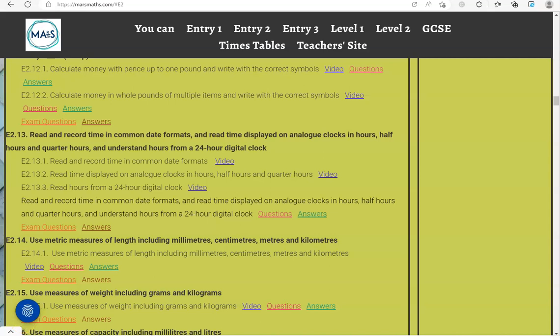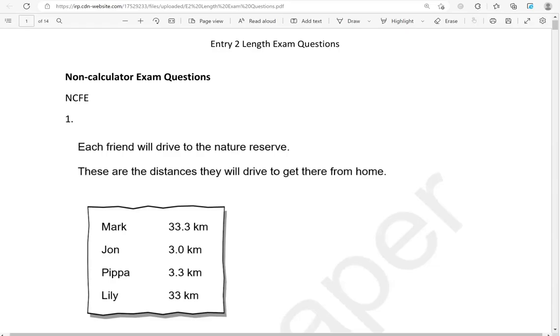In this video we'll go through exam questions that cover the criteria, use metric measures of length including millimeters, centimeters, meters and kilometers. You can locate the questions on the mathsmax.com website under entry 2. The questions come from different exam boards. We'll start with the non-calculated questions and then we'll move to the calculated questions. Here is the first one.